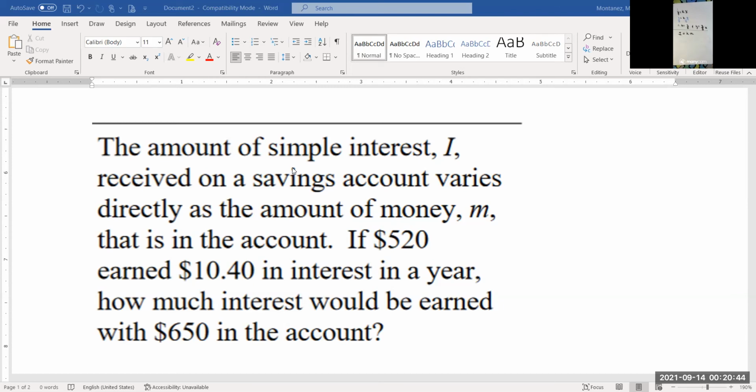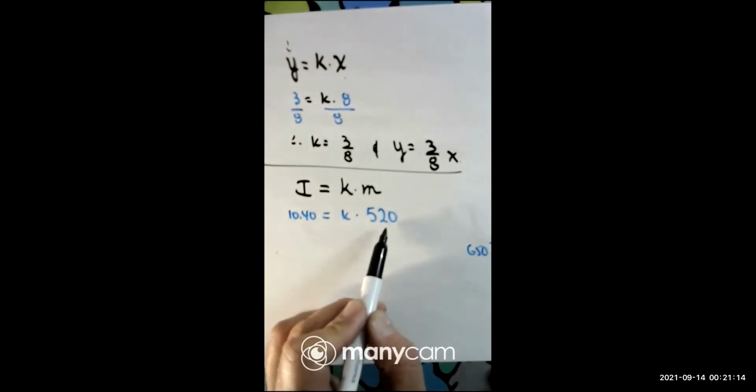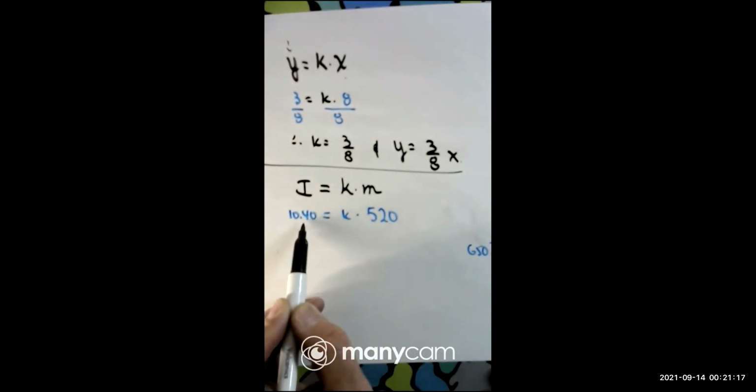Then we said, if $520 earns, which is the interest, $10.40. Okay, so let's see what we have. Now they tell us, okay, we know that interest is K times M. If $520 earns $10.40 in interest, how much is K?